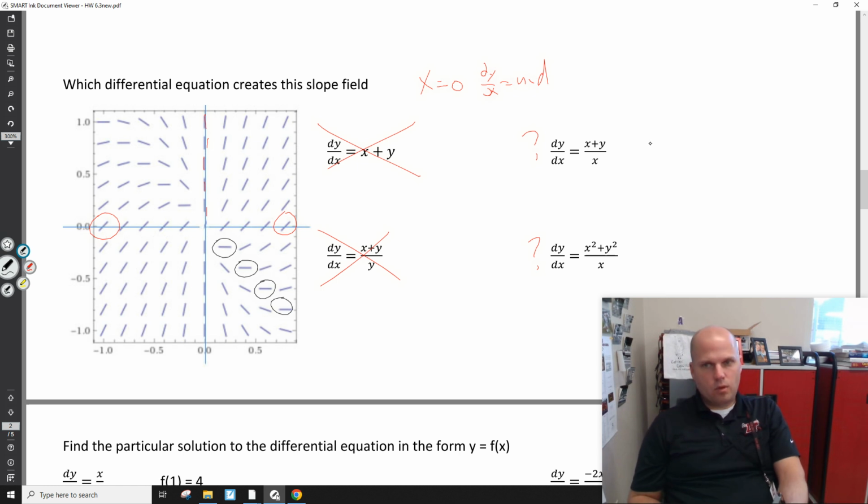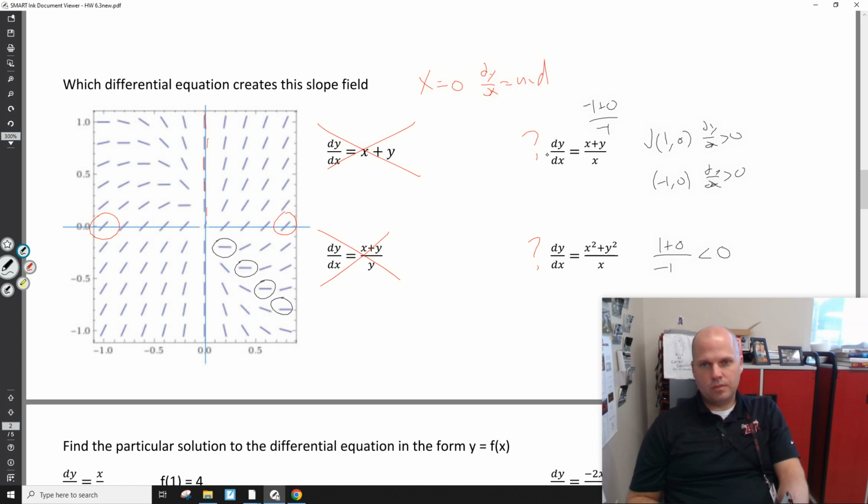If I plug in 1, 0, my slope should be positive. If I plug in negative 1, 0, my slope should be positive. If I plug in 1, 0, I have a positive slope here and here. Okay, so both of those check out with 1, 0. If I plug in negative 1, 0, I should have a positive slope. Well, negative 1, 0 plugged into here gives me 1 plus 0 over negative 1. That's a negative slope. If I plug in negative 1, 0 here, I get negative 1 plus 0 over negative 1.